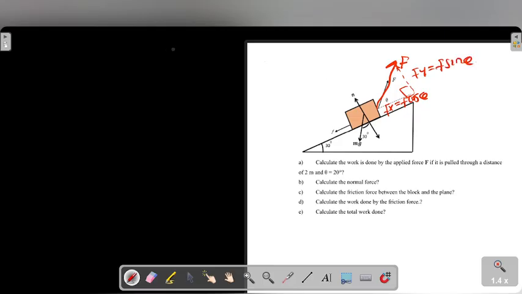Now the question is asking us to calculate the work done by the applied force, that is A. So the work done by the applied force is equal to the applied force times the displacement. The force is being applied at an angle, and the block will be moving in the positive x direction, but at an angle.